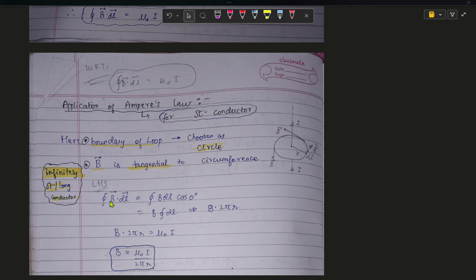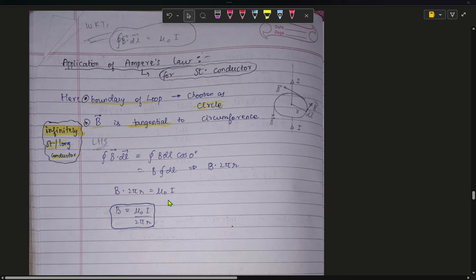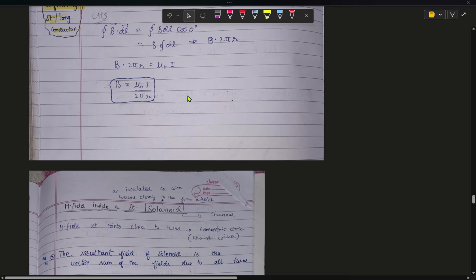On the left hand side we have the line integral of B dl. If you take the cos component, you will have B into dl, which is B times 2 pi r. If you equate with the right hand side, mu naught times I, you will get the magnetic field as mu naught times I divided by 2 pi r. This is for a straight long current carrying conductor. For this conductor, I'm just applying Ampere's law. That's it. Nothing else. Don't confuse it.